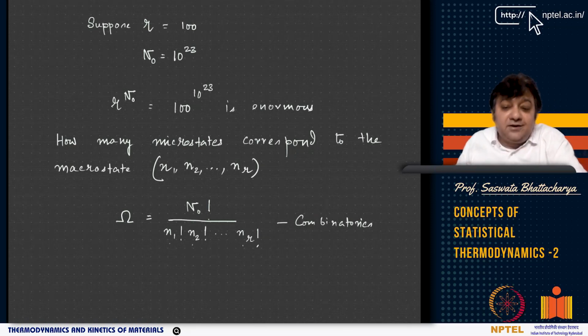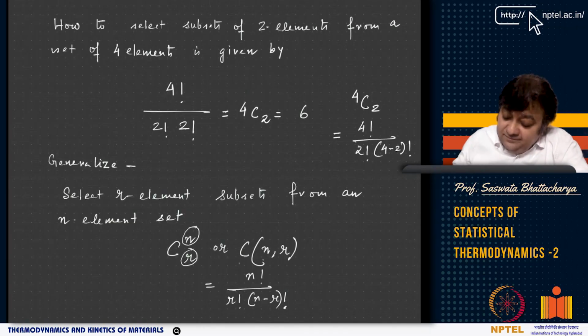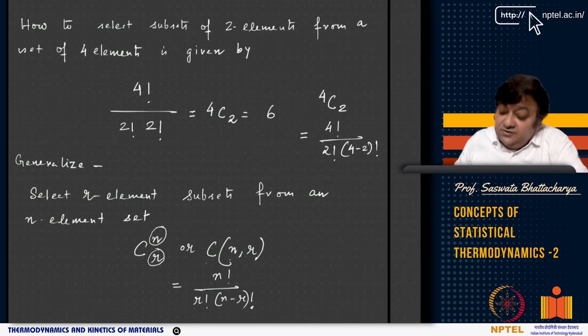Now you will tell me, okay, that is fine, but why do you have so many factorials here, like n1 factorial, n2 factorial? So I will use some product rule with this nCR. I will show you that.